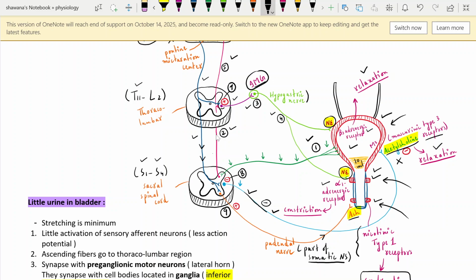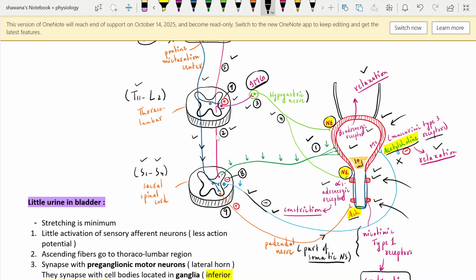The ninth step is that other fibers from the pontine storage center will synapse with the anterior gray horn of the spinal cord in the sacral region. These fibers go via the pudendal nerve and they will cause the release of acetylcholine, which will act on the nicotinic type 1 receptors on the external urethral sphincter, and they cause contraction. It means that all of these processes are promoting the storage of the urine rather than micturition, right?